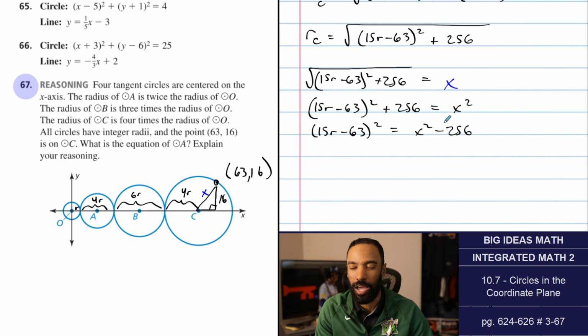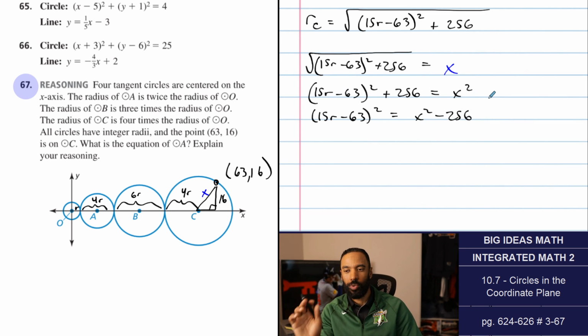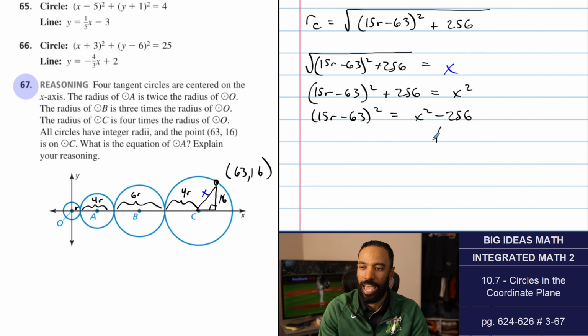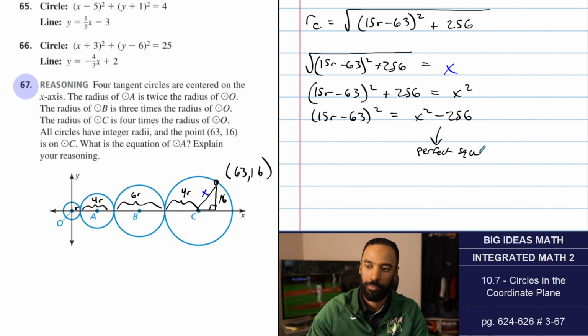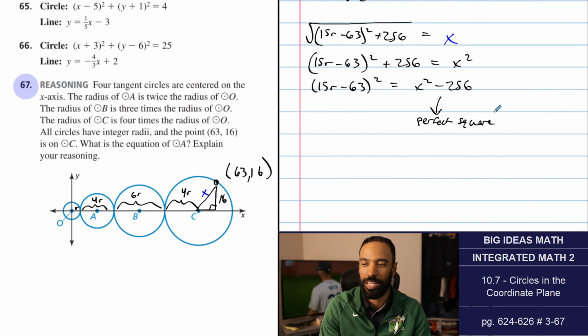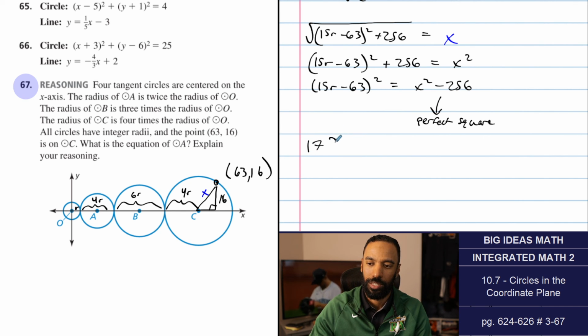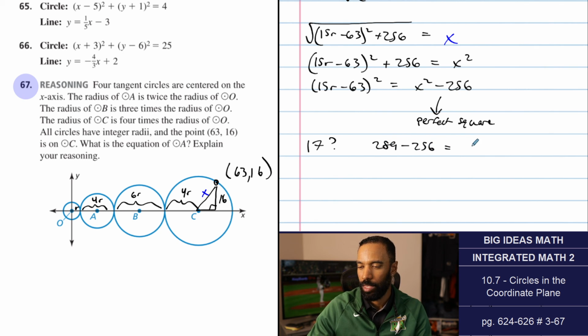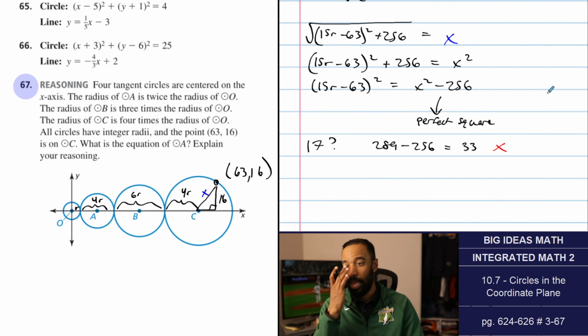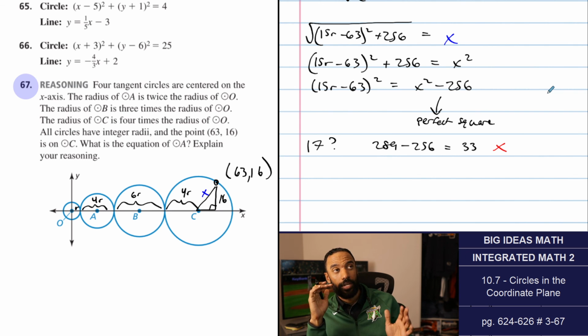Sorry, x would be... I can't think of it. Let's try values of x here. I need x squared minus 256 to be a perfect square. So let's try some values. They need to be more than 16 to start. So 17, this is what I'm going to show you. X squared is 289 minus 256, which is 33. That's a no-go. And then we would keep going off of that one.